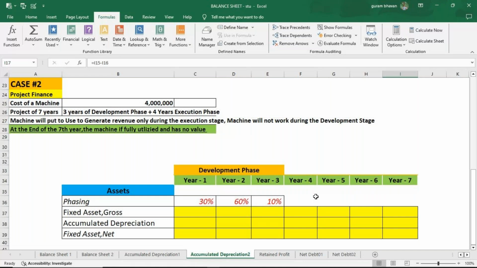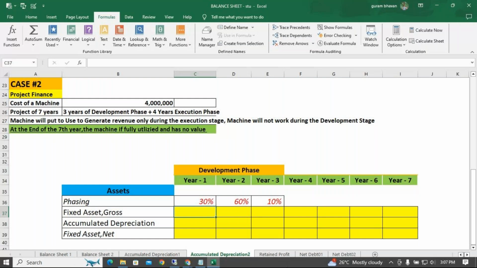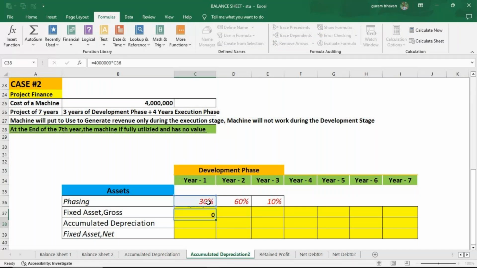Okay, so let's solve this. So the first year, it will be equals 40 lakh into 30%, equals 40 lakh into 60%, equals 40 lakh into 10%. So the same sequence only.